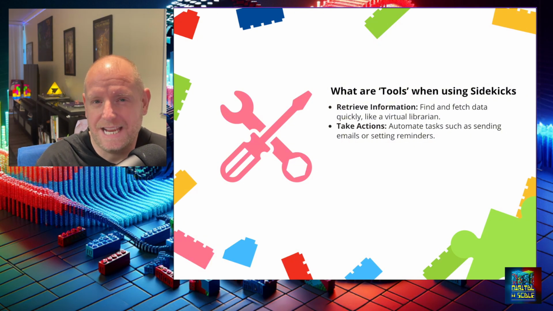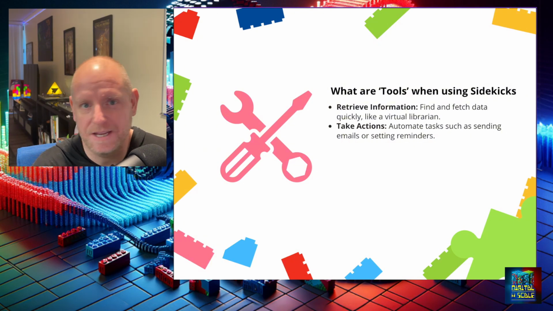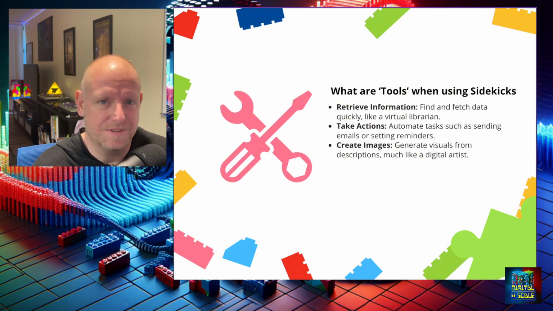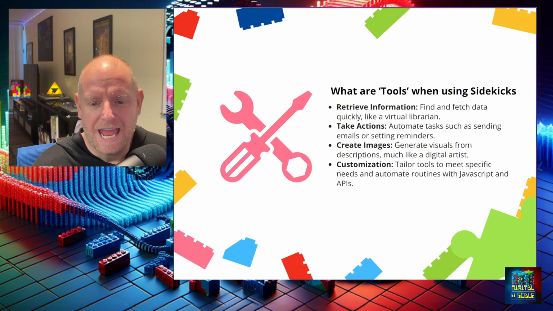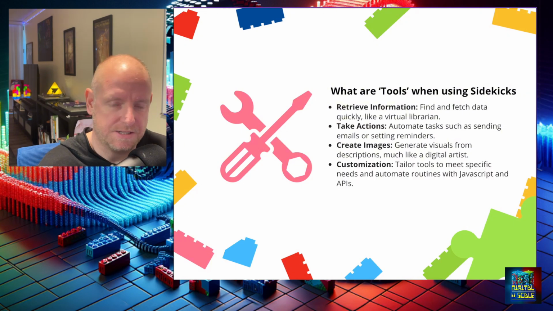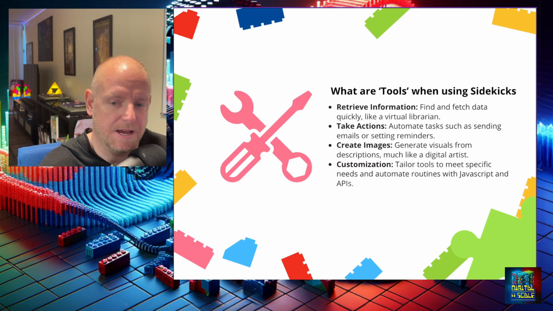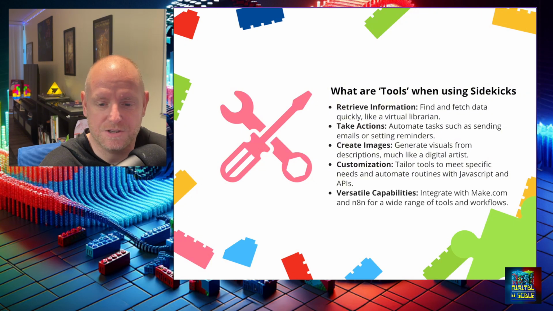So being able to take actions, create tasks, send emails, things like that, or create draft emails. They can also create images. We're going to see how we can create images using DALL-E and other AI models as well. And also they can be customized using different APIs with JavaScript, and you'll see that in this session today.